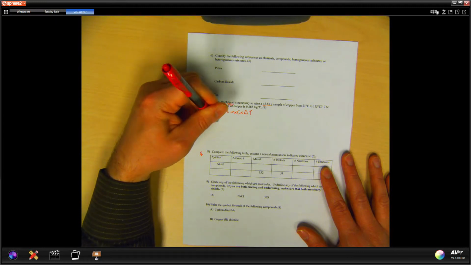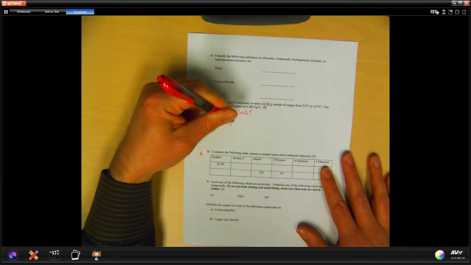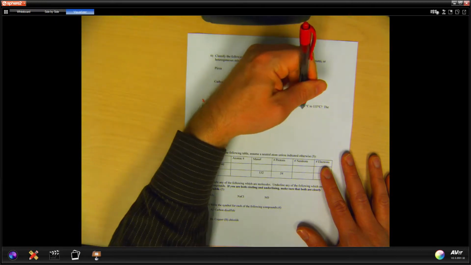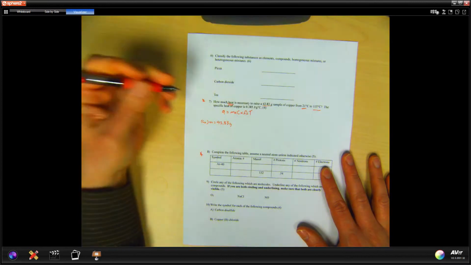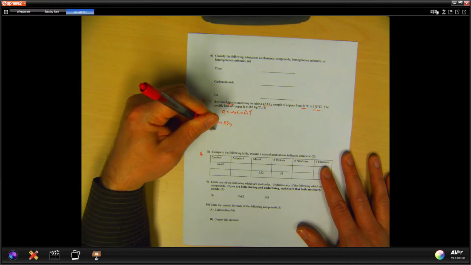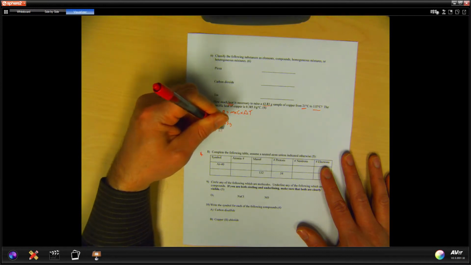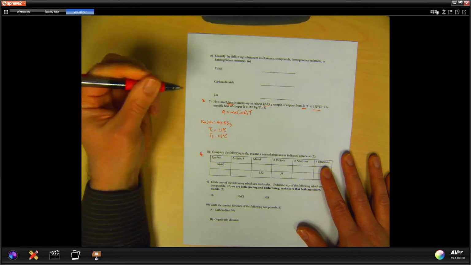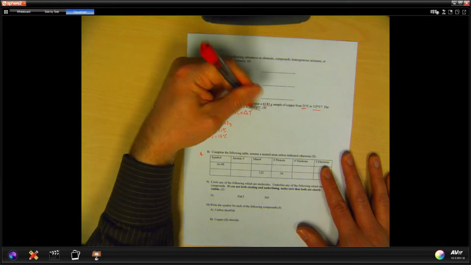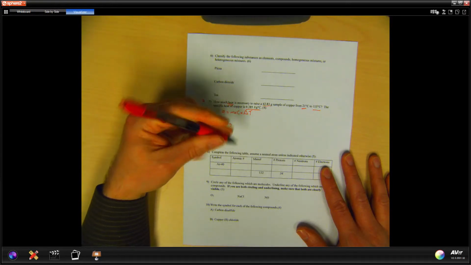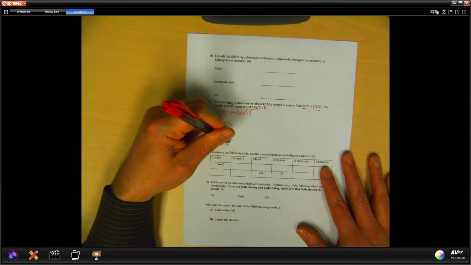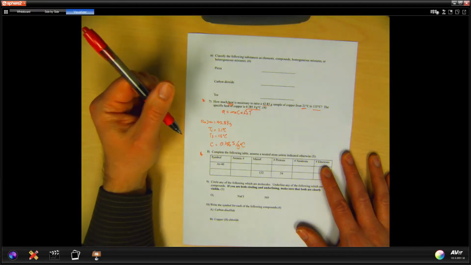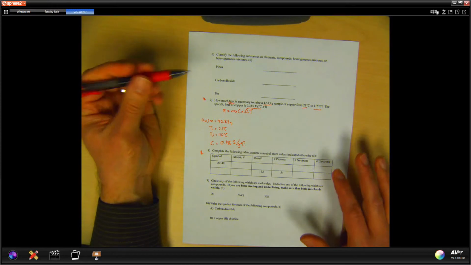So we'll say mass is equal to 42.83 grams, and this is for copper, from 21 degrees to 115 degrees Celsius. So our initial temperature is 21 degrees Celsius, and our final is 115 degrees Celsius. And the specific heat of copper is given there. So specific heat is equal to 0.385 joules per gram degrees Celsius. Okay, so let's go ahead and try to solve this problem.